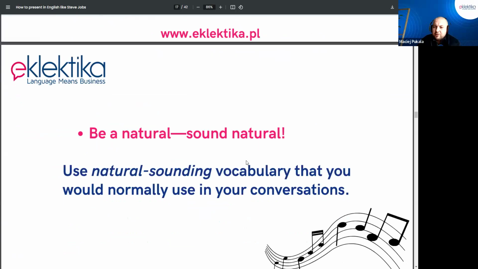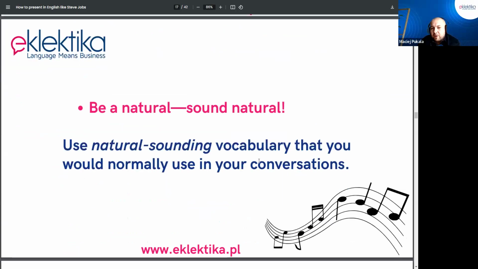Sound natural. This is what I just told you about, like with the vocabulary. You want to sound natural. English is a language which is very melodic, you know. So we don't want to sound like robots when you're delivering a pitch, for example, or a presentation, even if it is just like a business report, you know. Okay.